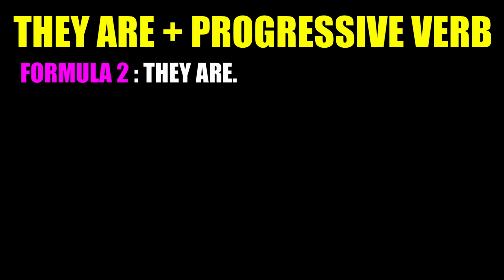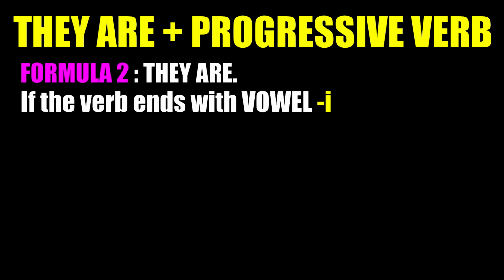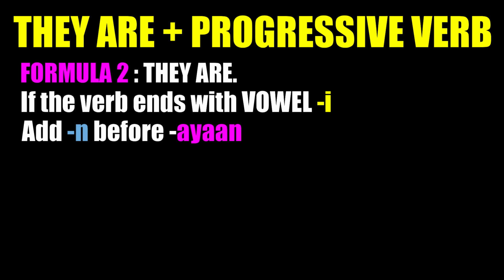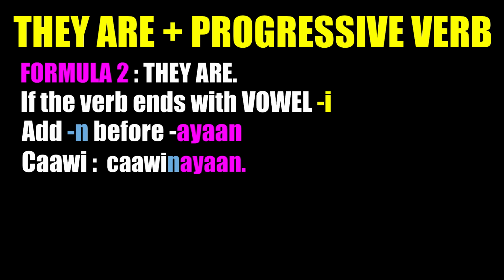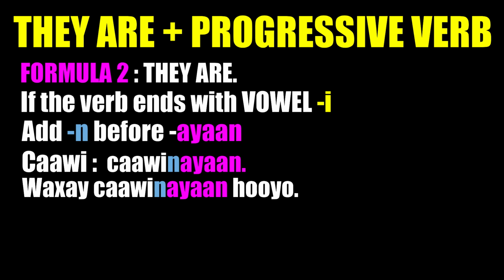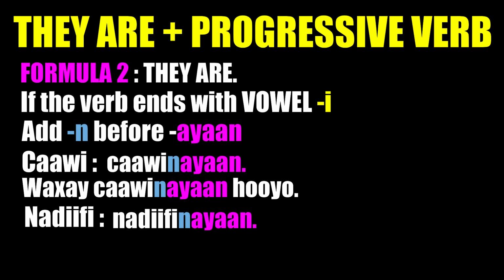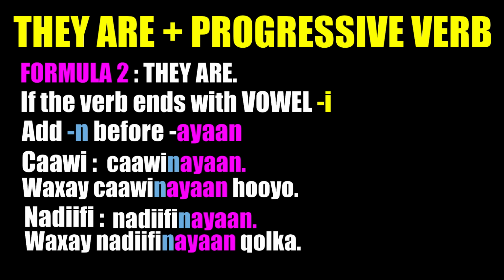Formula or rule 2. If the verb ends with vowel I, we need to add na before we add ayaan. For instance, caawinayaan. Waxay caawinayaan hooyo. They're helping mom. Nadiifinayaan. Waxay nadiifinayaan qolka. They are cleaning the room.